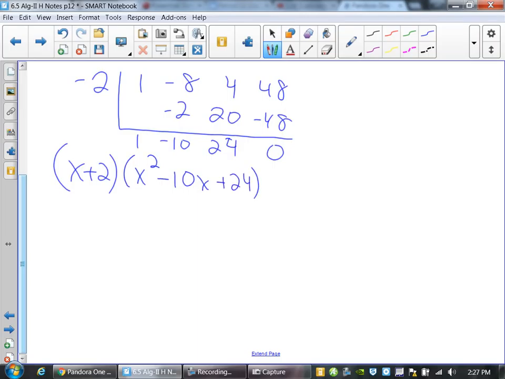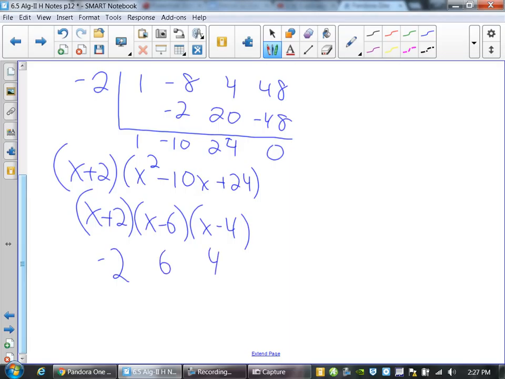What times what's 24 add together to get -10? -6, -4. Which gives me a total of 3 possible zeros at -2, 6, and lo and behold, 4, what they told us to begin with. Now, let's say you got -2 and you screwed up, and you didn't get a 0 at the end.